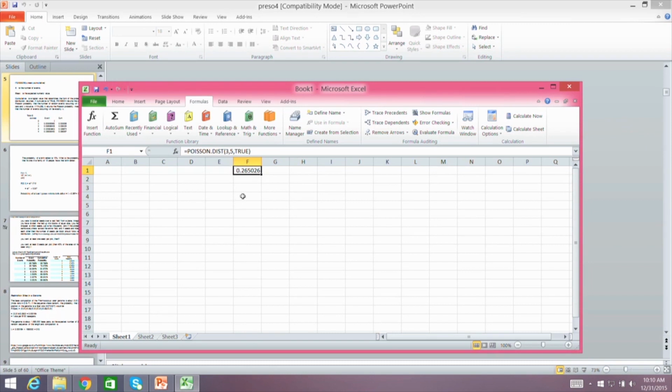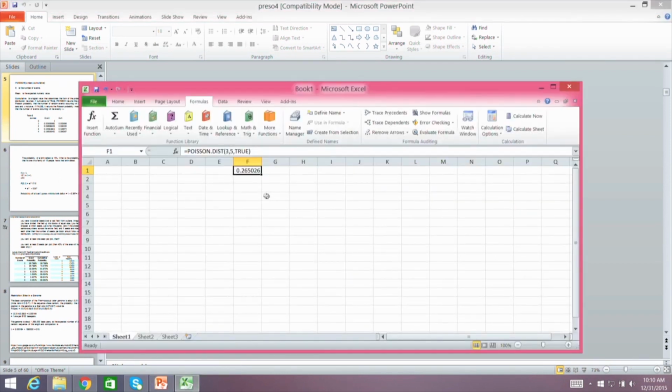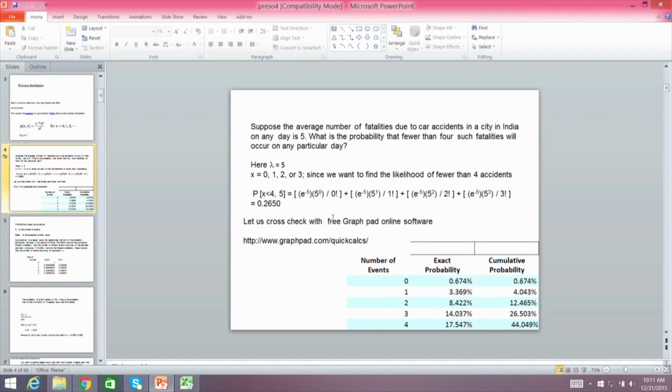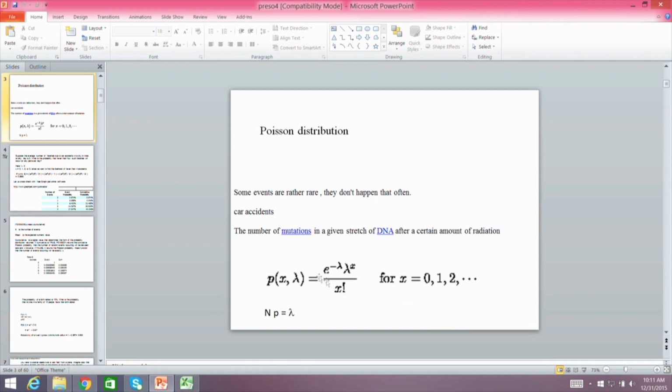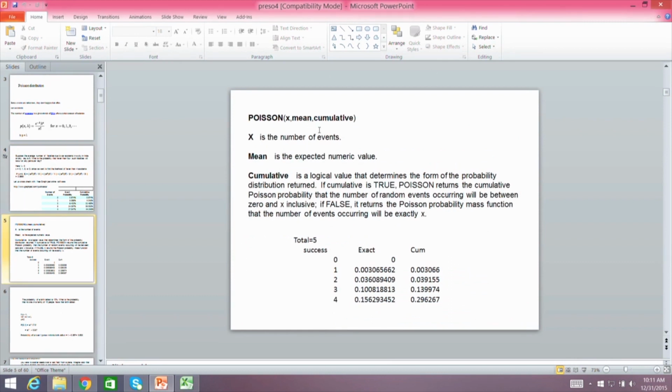Okay, so in the Poisson distribution we have X is the number of events we are looking at, mean is the expected numerical value, okay, and the cumulative is true in this case. So here we are having 5 fatalities expected on any particular day, but we are looking at less than 4. So I have put 3 here and I have put true here, and we get the answer as 26.5. Okay, so which matches with what we got here. Okay, we got 26.5 and 26.5, using different methods. So, we can use this formula, or we can use this GraphPad software, or we can use this Poisson distribution function that is available in Excel as well actually.